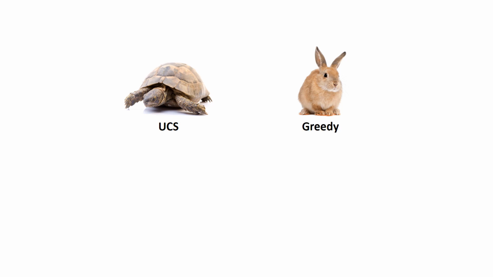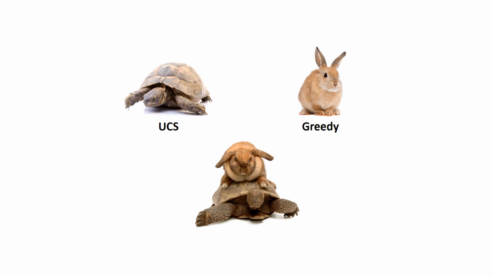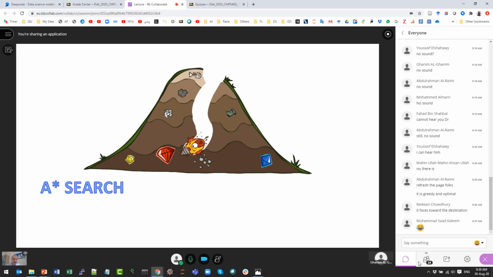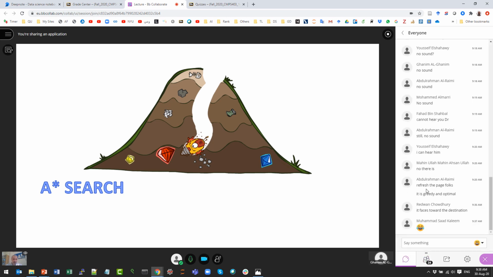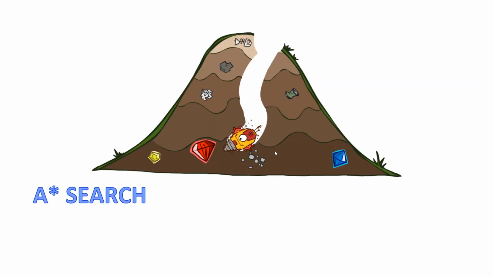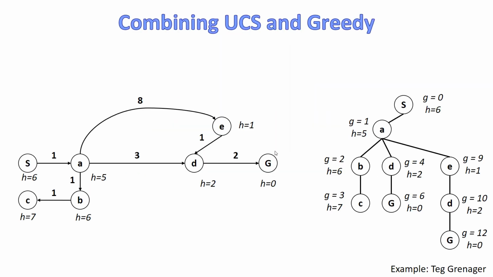The rabbit is a greedy one, and we would like both together. We would like something that will have the goodness of both, which will be the A* algorithm, which inshallah we will study next. Okay, any question before we get into A*? Okay, so what is A*?